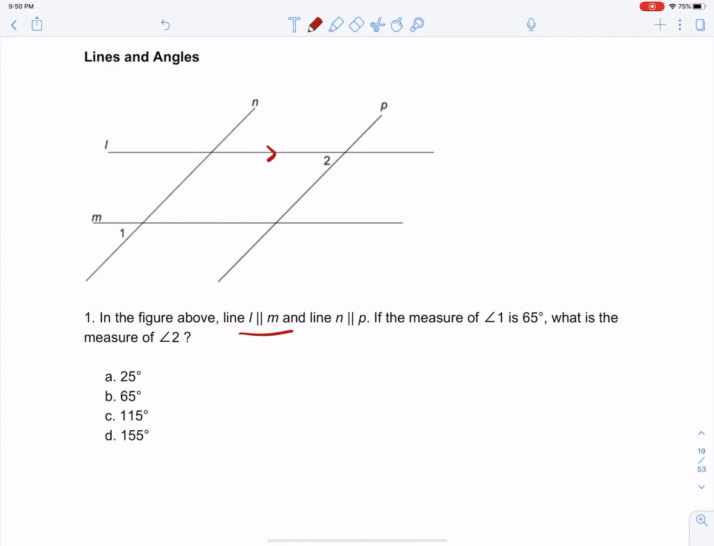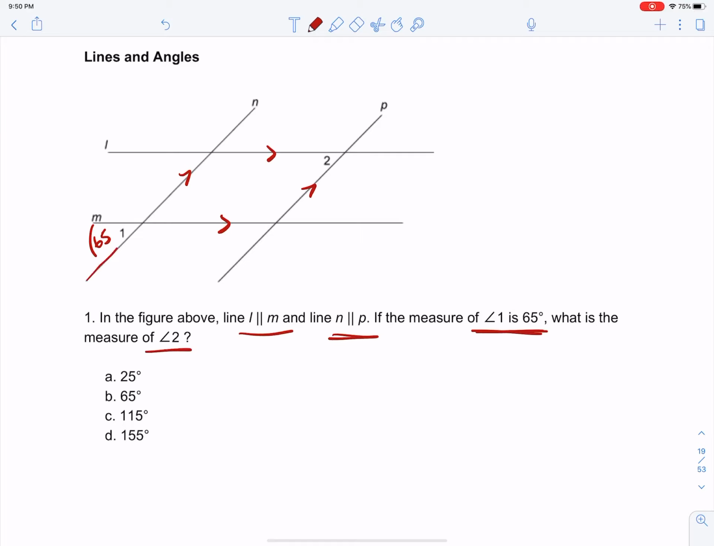So we have line L, line M, they're parallel, and N and P are parallel to each other. Okay, cool. So now it's saying the measure of angle 1 is 65. So this right here is 65. So now it's asking what's the measure of angle 2. Now here's the thing that's really important to remember, okay?